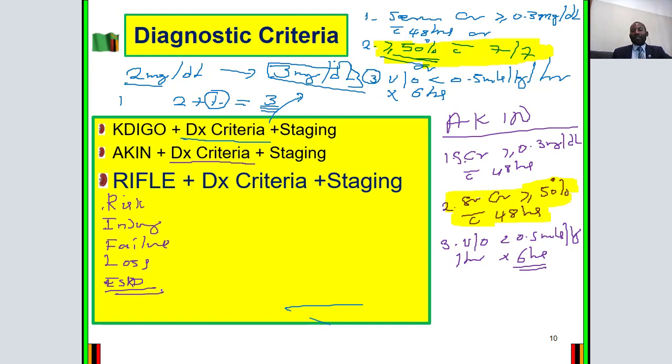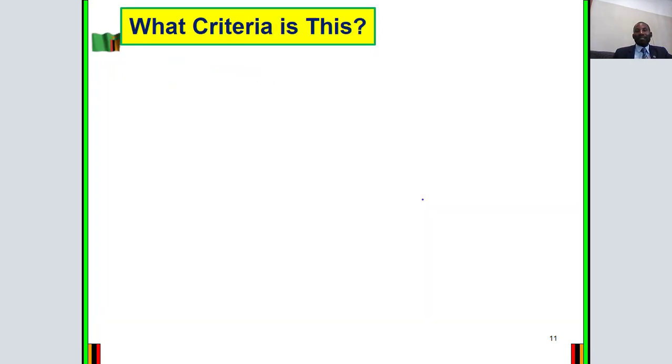Now, what do we talk about next? I've talked about the risk, and I'll now talk about the diagnostic criteria, but I'll explain this at the end, because it has a very good relationship with the KDIGO. Let's now proceed to the next and begin to go into detail.